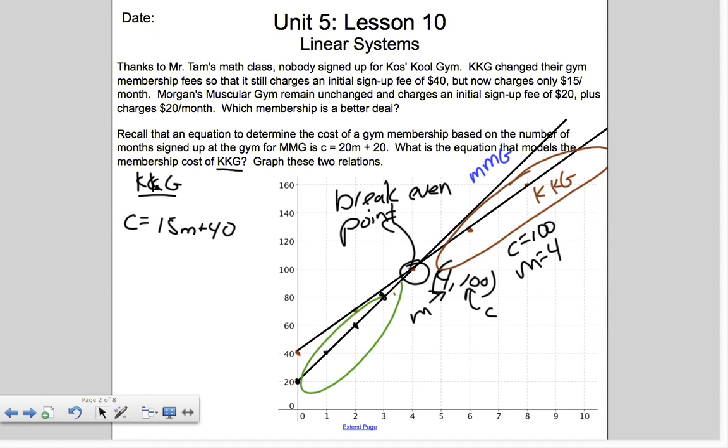Now, what happens after this math class? We're going to go walk up the sides of the gym.